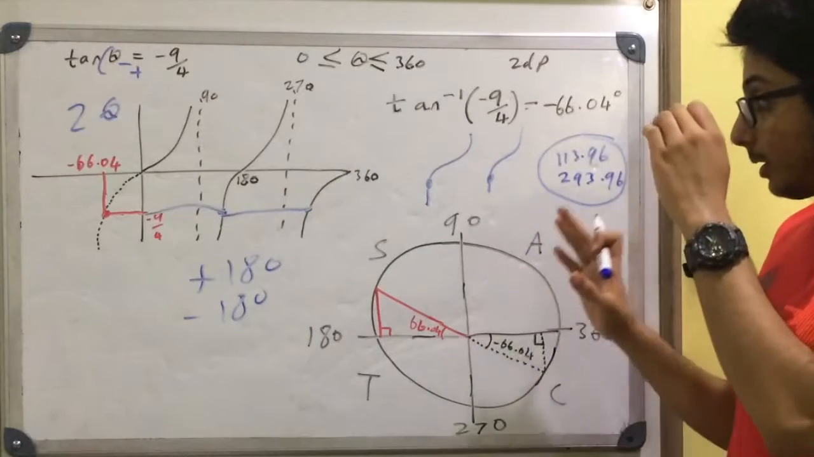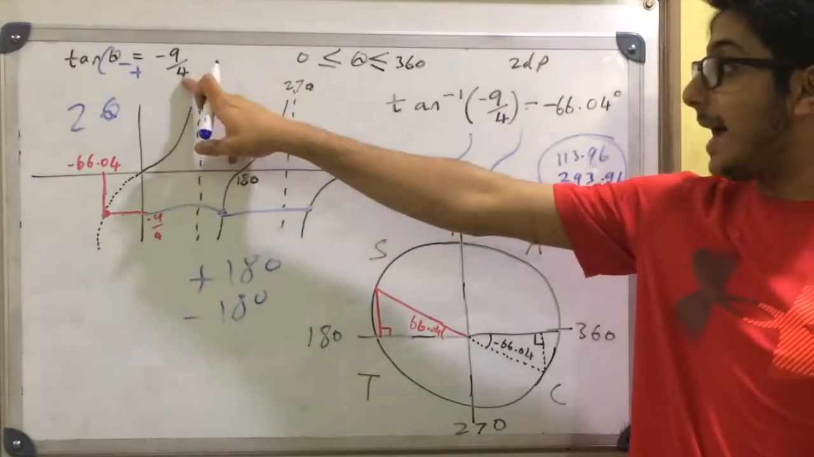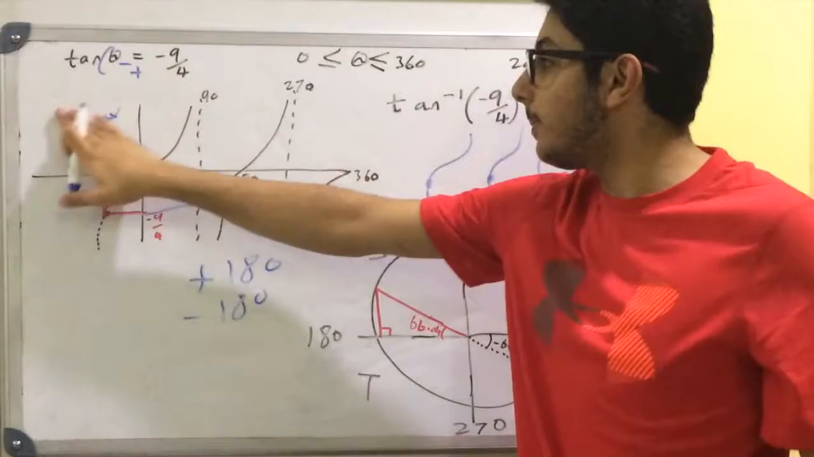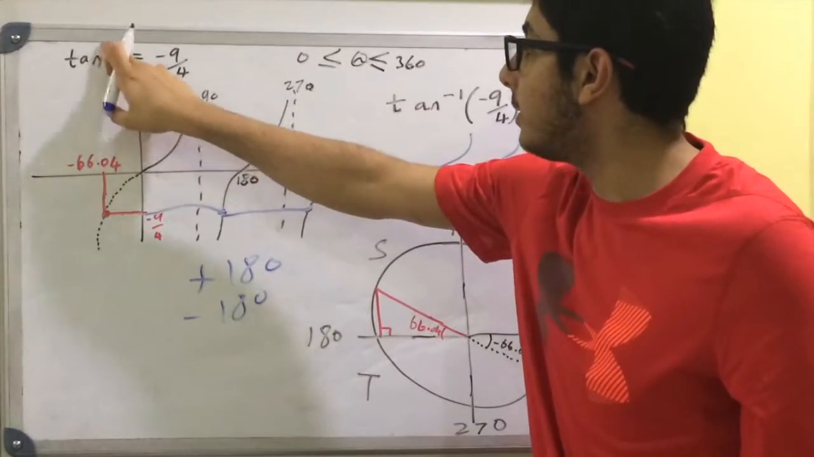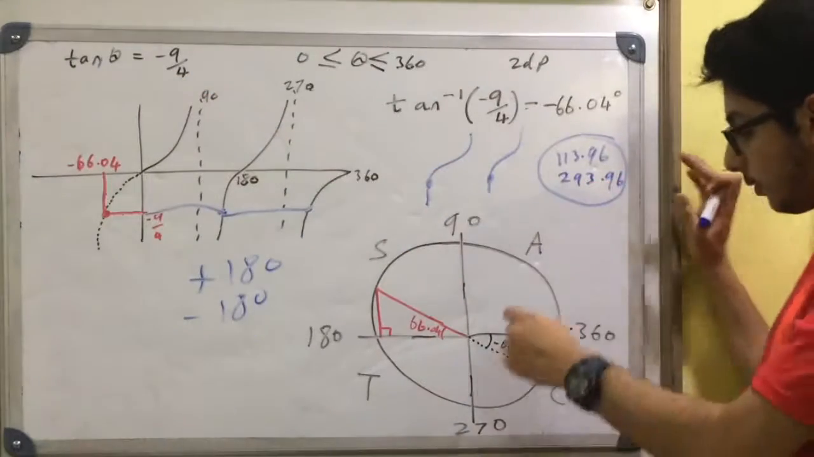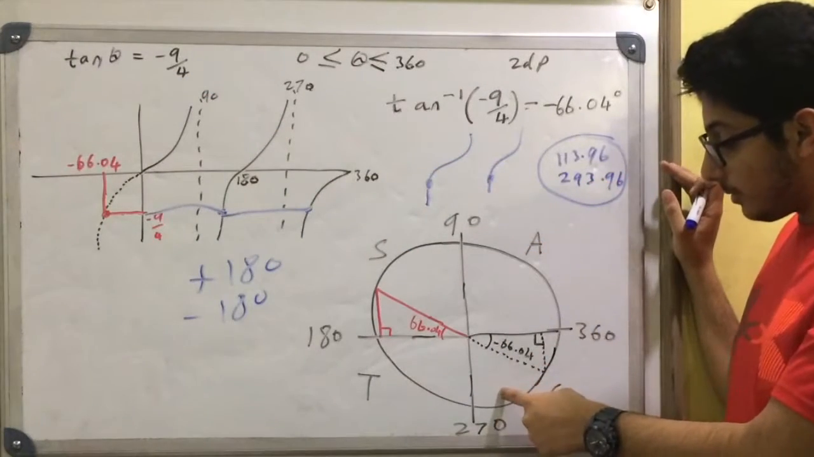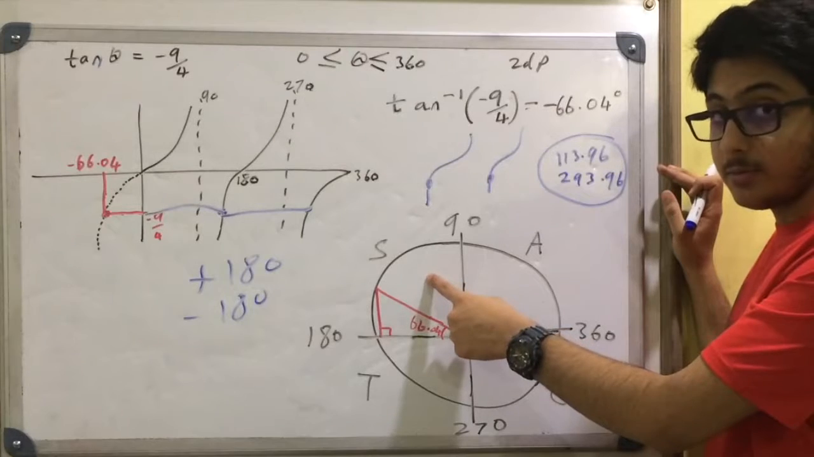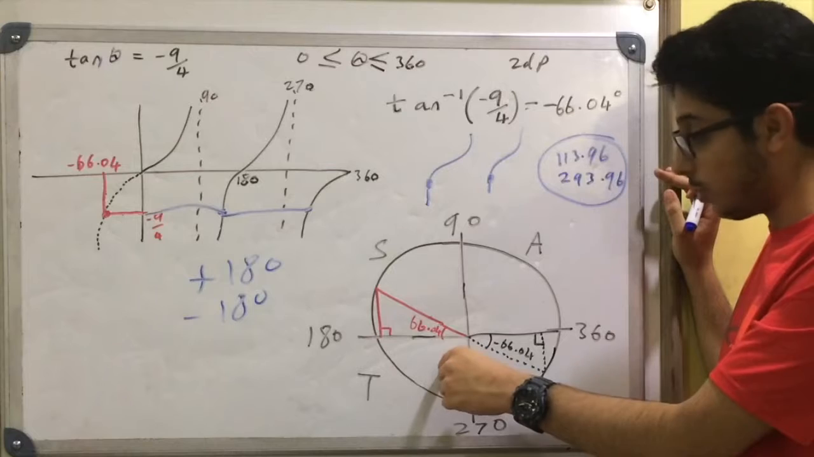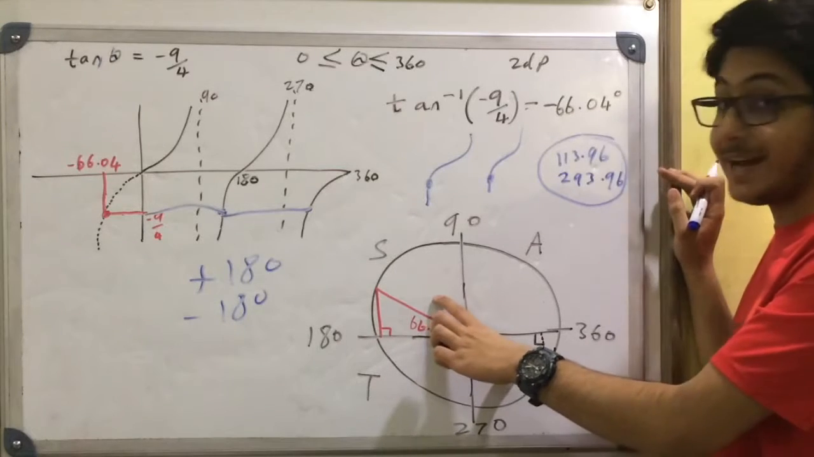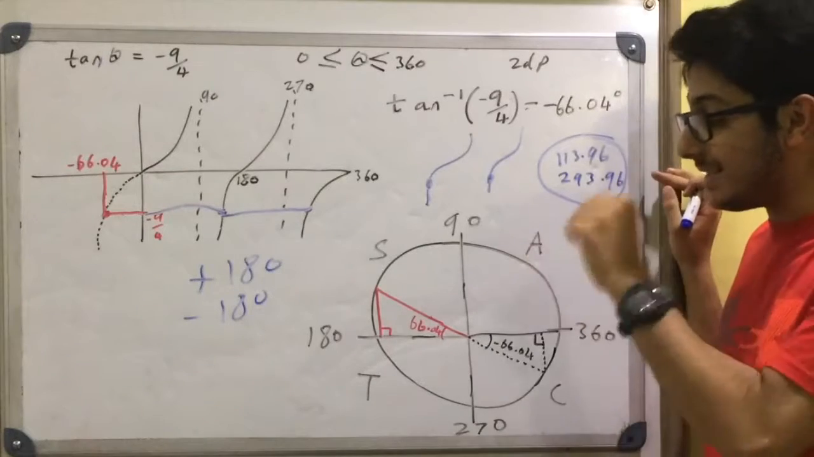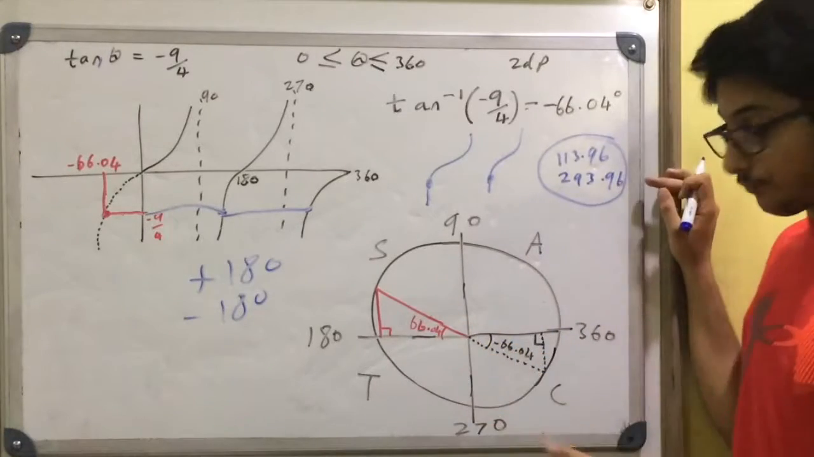So the quadrants where tan is negative. Alright, so here it's negative, here it's negative. It's positive here because everything's positive, and it's positive here because tan is positive in this quadrant. Alright, these are the two quadrants where tan is negative. So your first triangle that's in your range is this one.